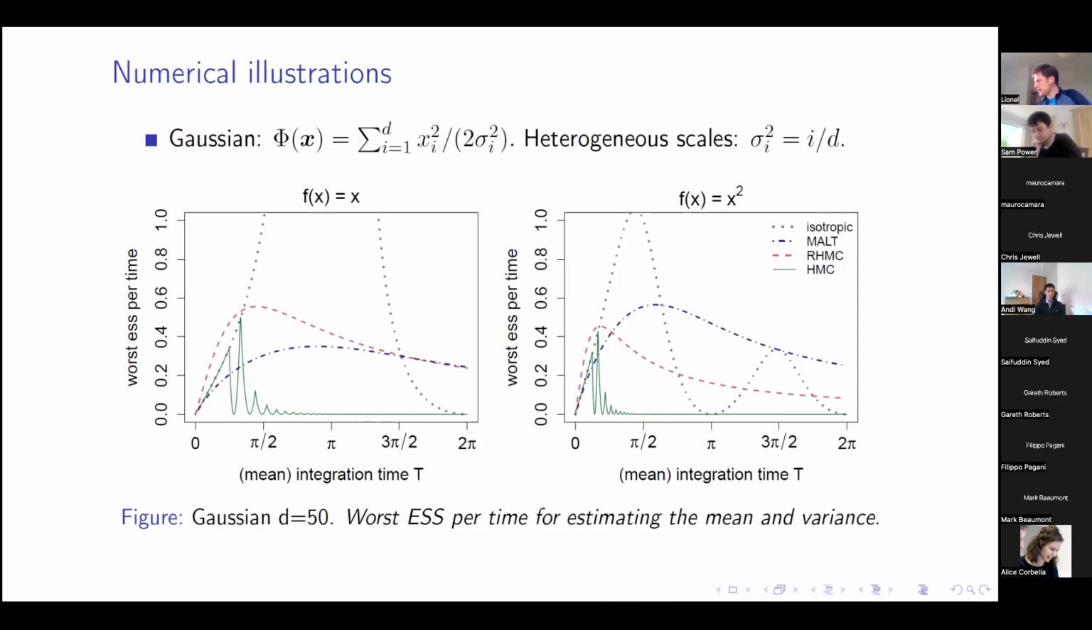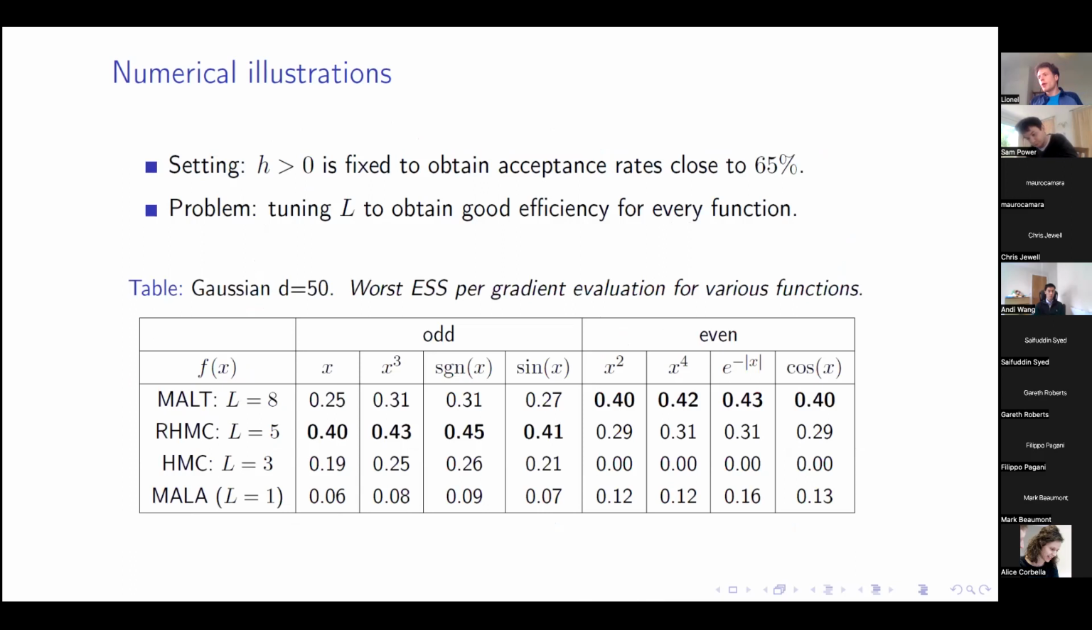We are going to illustrate this more generally in this last slide here, where the problem is quite similar. The only difference is that now we fix the step size, right? And we choose a step size such that we follow the tuning guidelines, the optimal scaling guidelines, why not? So we look at a fixed choice of step size such that we obtain acceptance rates that are close or slightly above 65%.